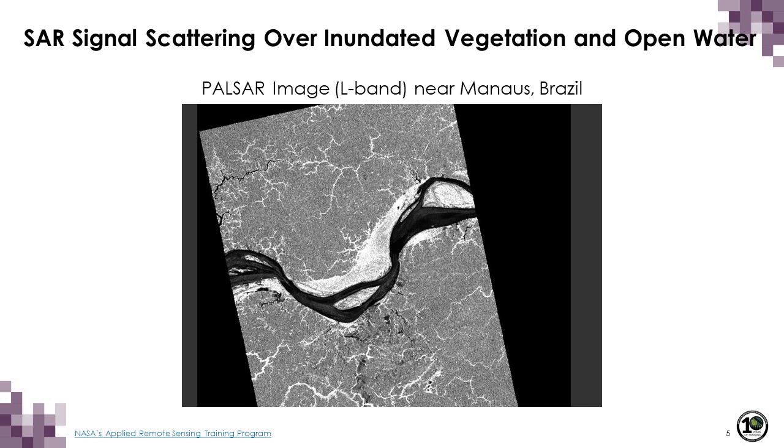And the striking part about this image is that in some areas you can't see specular scattering from the river because the river is either too small or it's covered by vegetation. But you can still see its extent through flooded vegetation because the signal is penetrating through the canopy and double bounce is occurring. This level of detail on flooded vegetation is truly a unique attribute of radar.